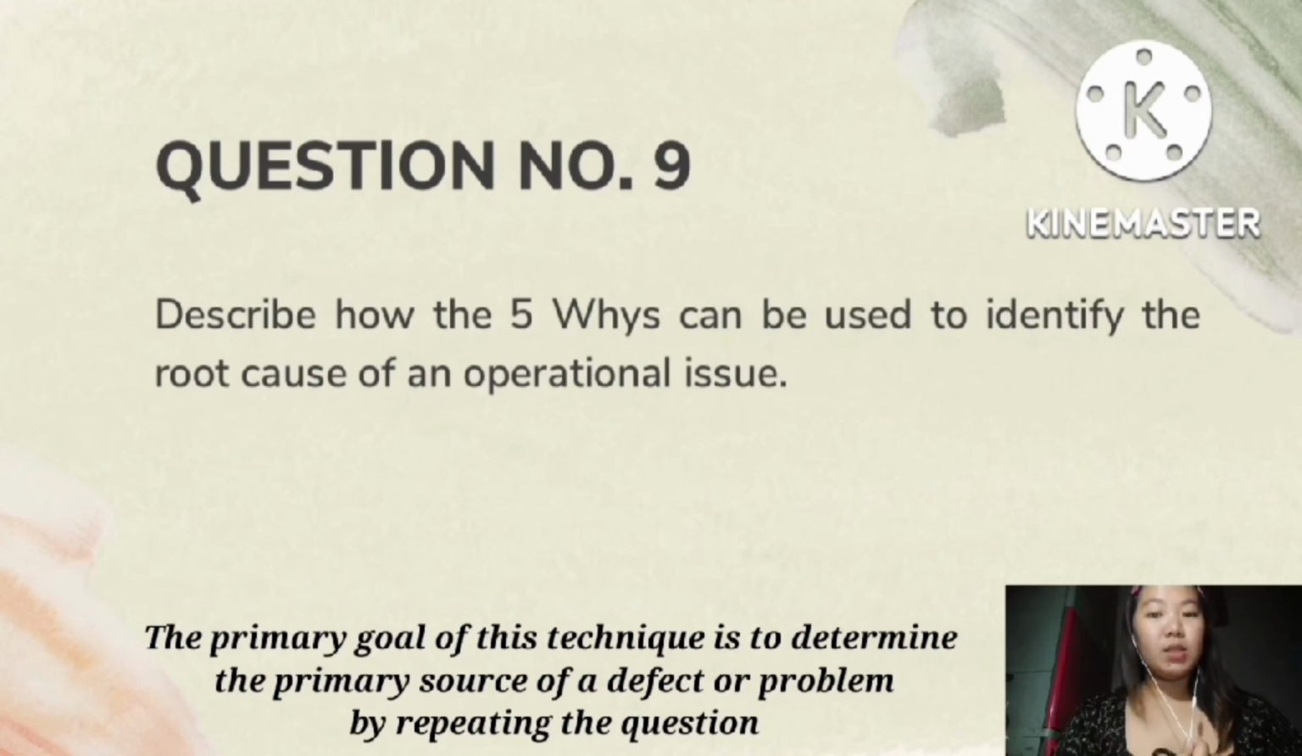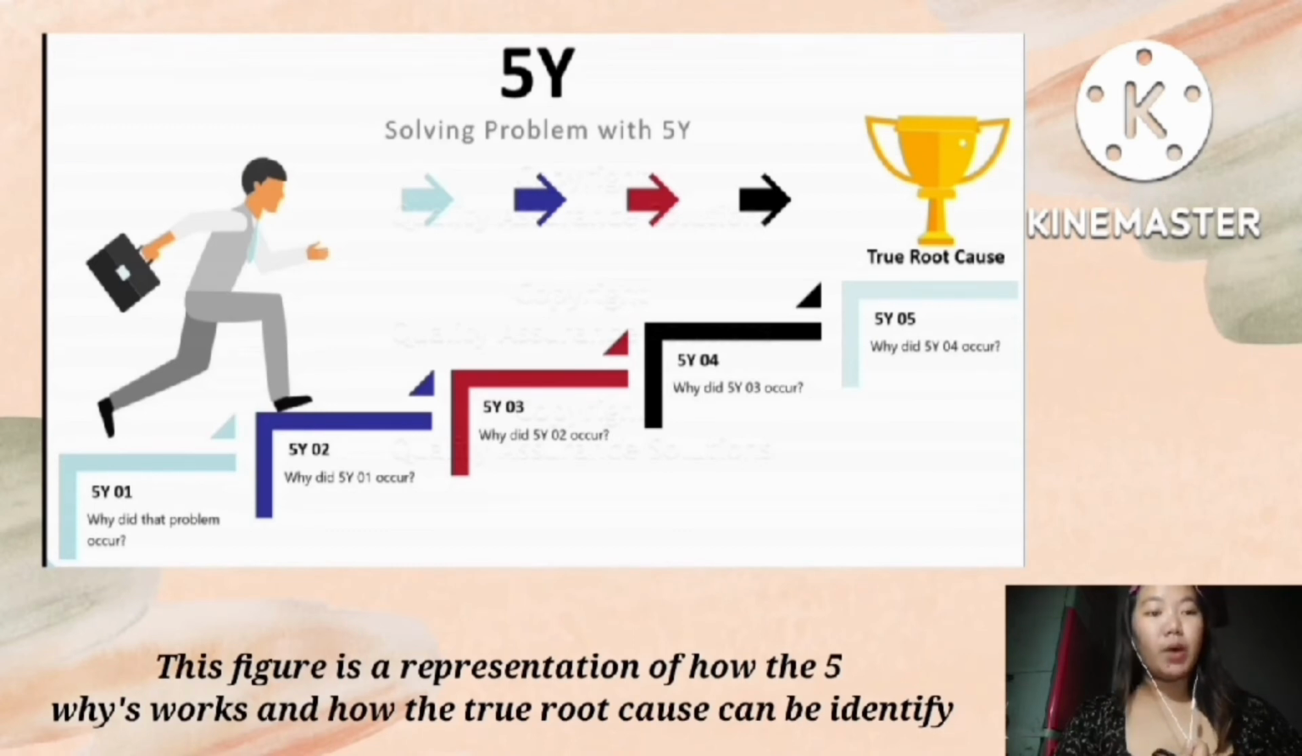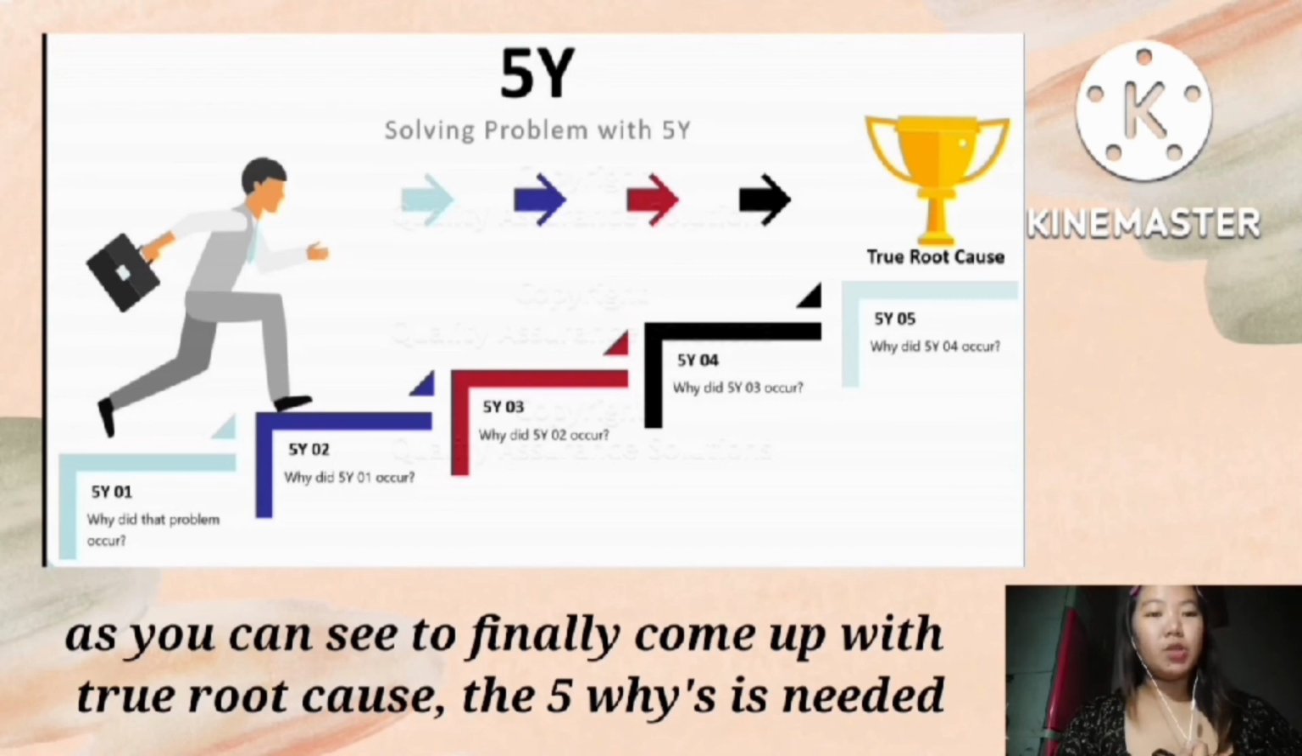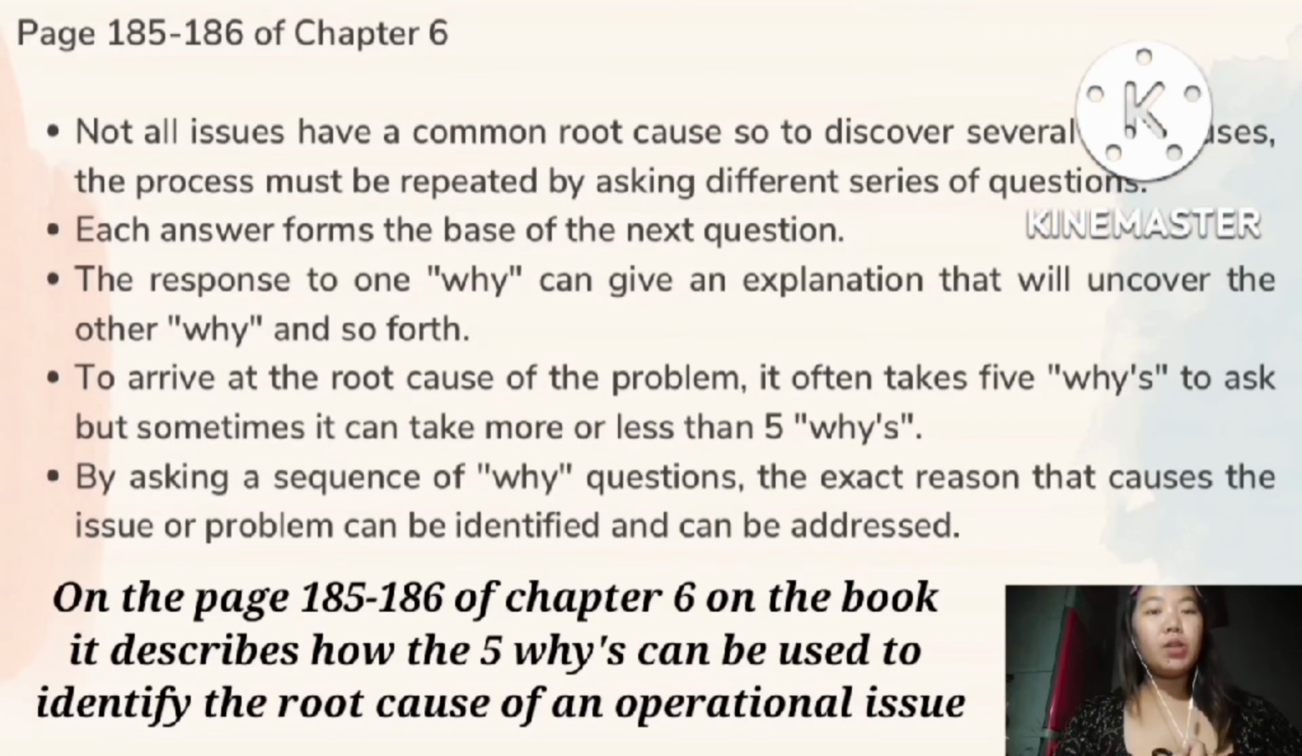The primary goal of this technique is to determine the primary source of a defect or problem by repeating the question. So this figure is a representation of how the 5 whys works and how root cause can be identified. As you can see, to finally come up with the true root cause, the 5 whys is needed. On pages 185 to 186 of chapter 6 of the book, it describes how the 5 whys can be used to identify the root cause of an operational issue.